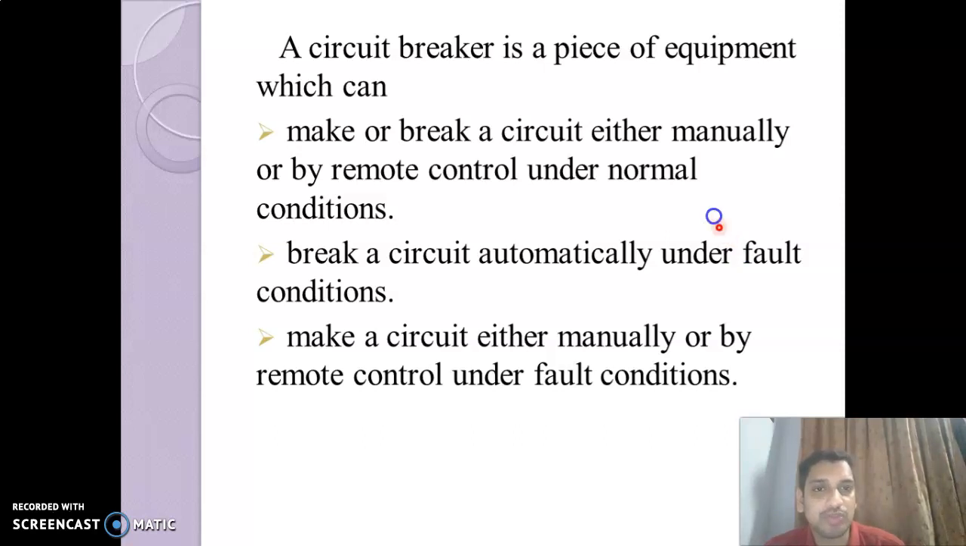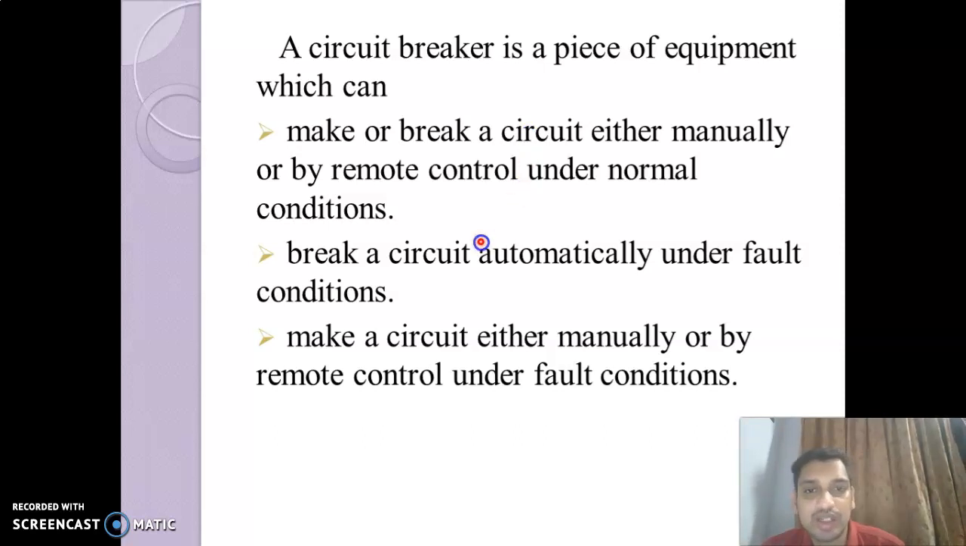So the first objective of a circuit breaker is to make or break. Make means close the circuit, break means open the circuit. So make or break a circuit either manually or by remote control under normal condition. Under normal condition means there is no fault on the system. In that situation, the circuit breaker makes or breaks the circuit either manually or by remote control.